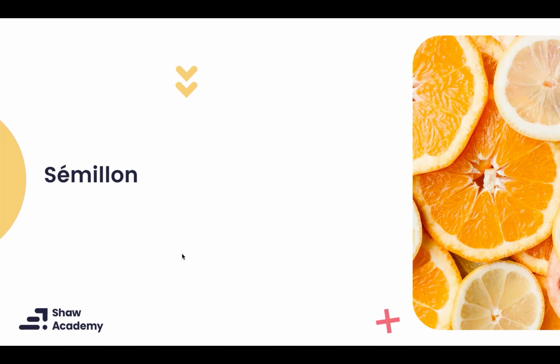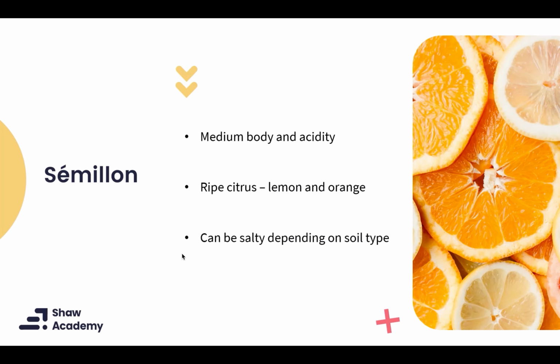Semillon is a grape variety that is characterized by its medium body, medium acidity, and primary characteristics of ripe citrus like lemon and orange, peach, and honey. Depending on the soil type, these wines can almost come across as salty.